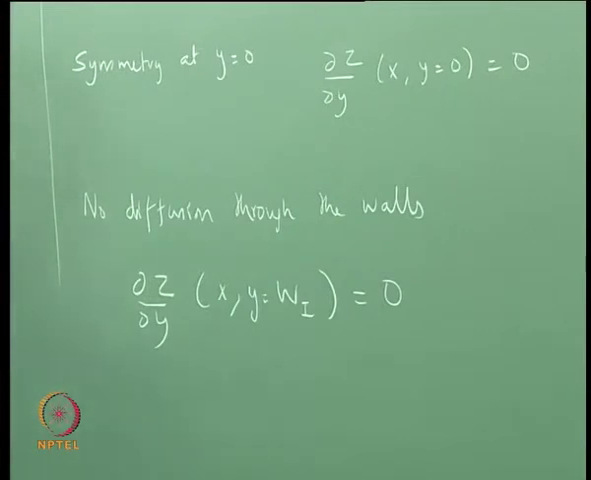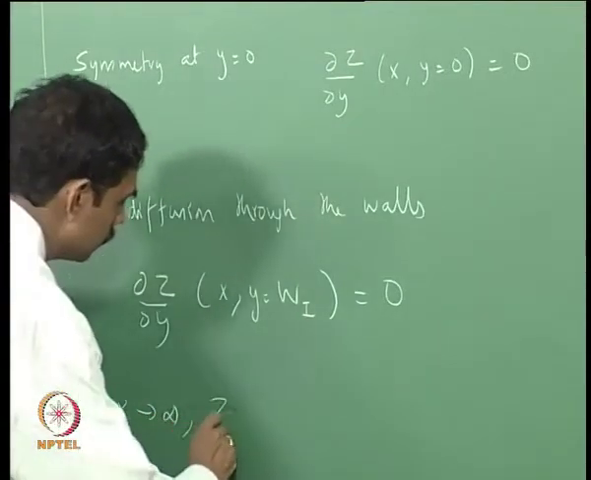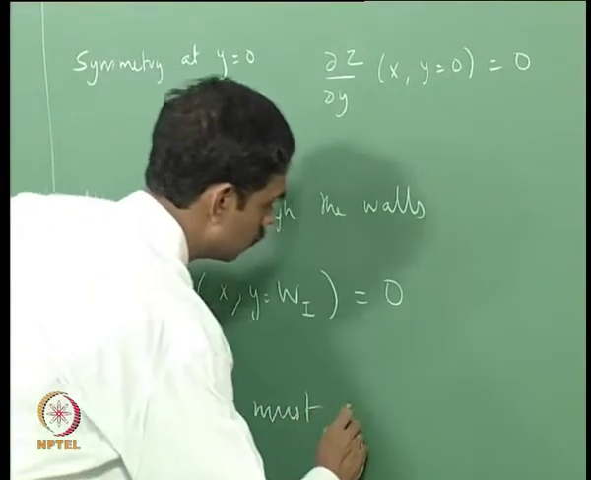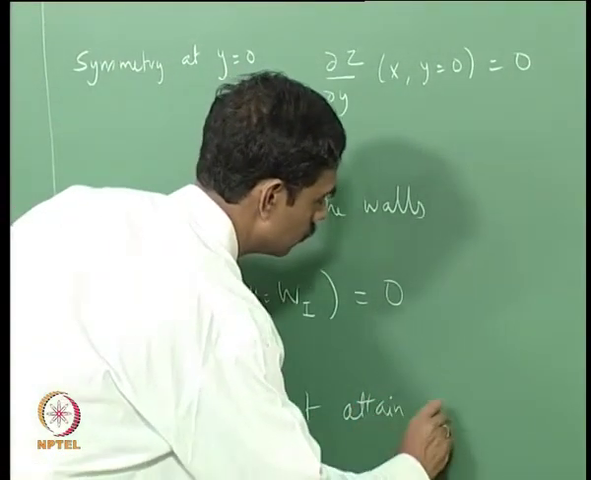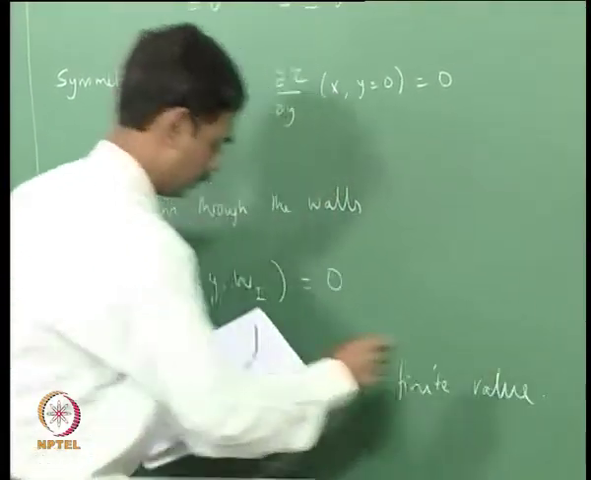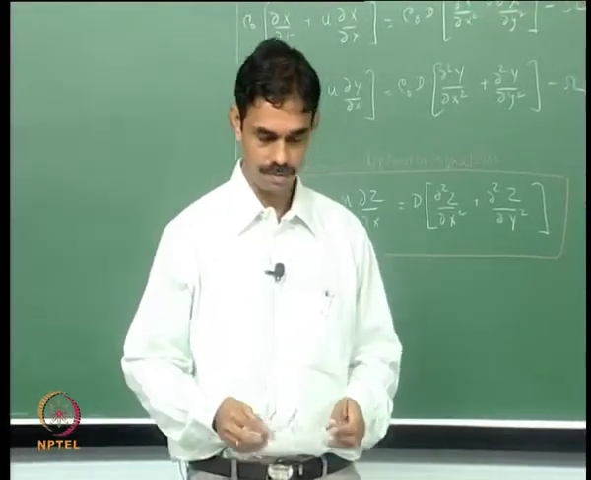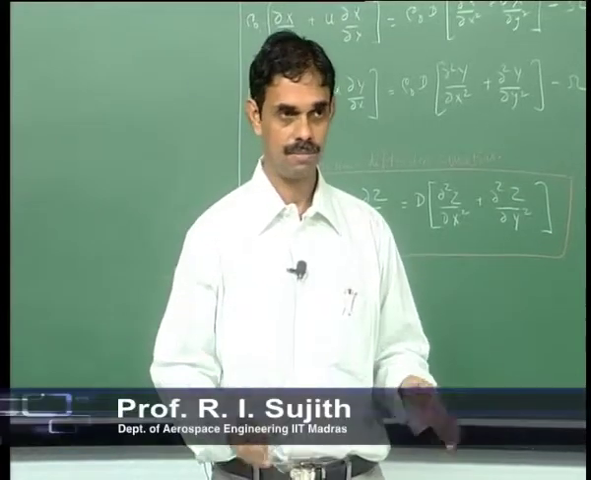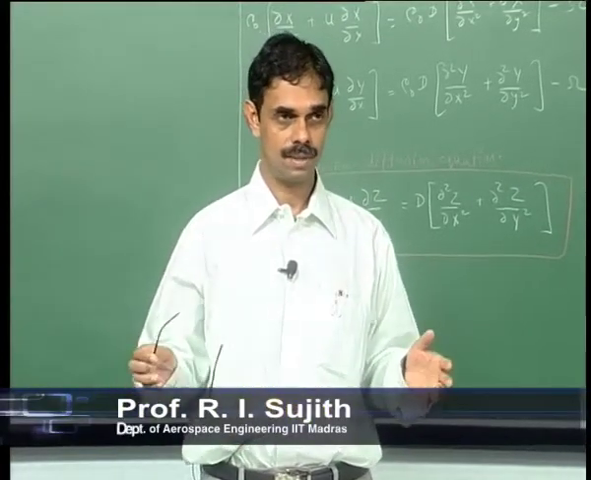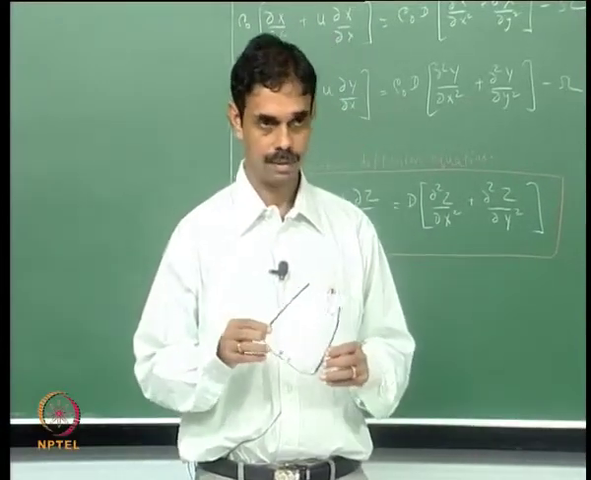And as x tends to infinity, z must attain a finite value finally. So, we will derive a solution in the limit of small perturbations, that is, we expand everything as some 0th order plus first order, or a base flow plus perturbation, and then we can get the solution.